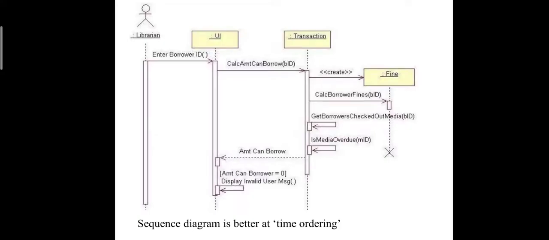Now look at here, the same example is shown with the help of a sequence diagram, which is focused on the time ordering of the messages. That means first the librarian enters the borrower ID, then it will calculate that amount, then it will create the fine, check that fine, and send it back to the transaction. Then it will calculate its total amount and send it back to the user. In this way, the ordering of the messages is shown one by one in the sequence diagram.